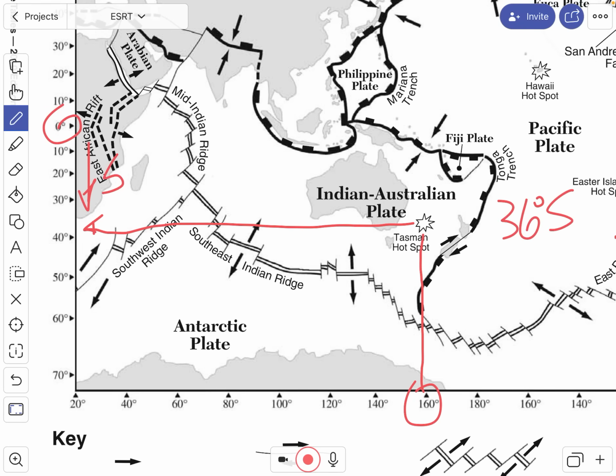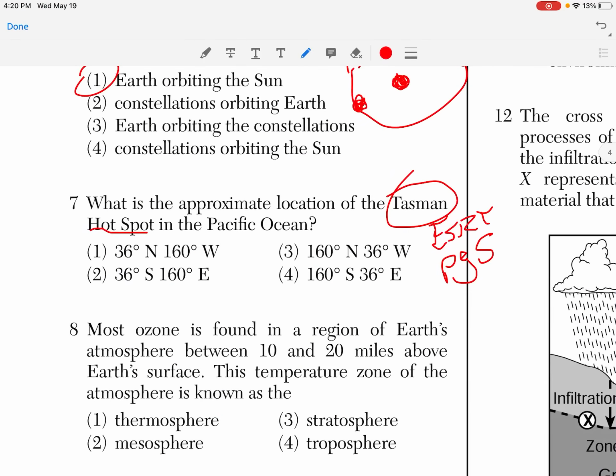That narrows down our choices. So let's go back to what we have here. We have 36 south right here. Do any of the other ones have 36 degrees south? No, they don't. So I've already figured out my answer, 36 degrees south, 160 degrees east.